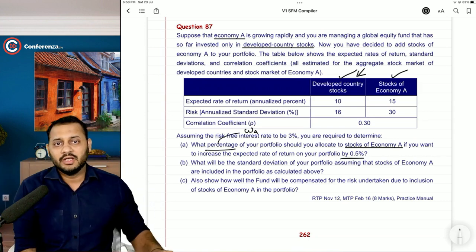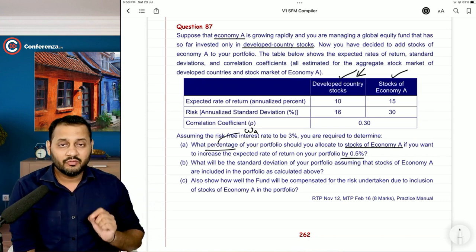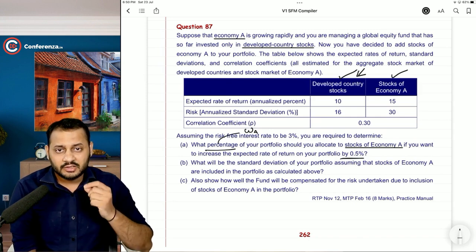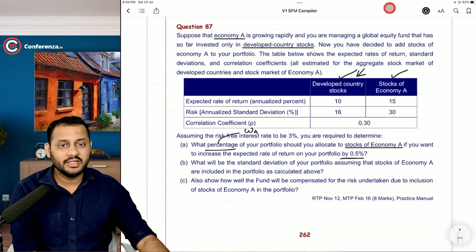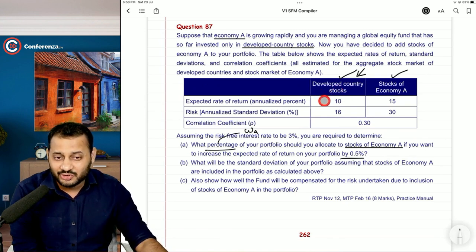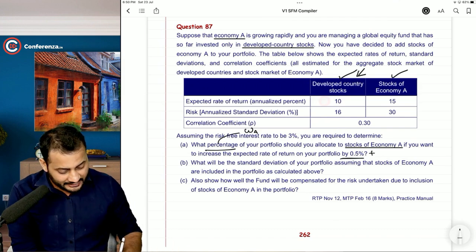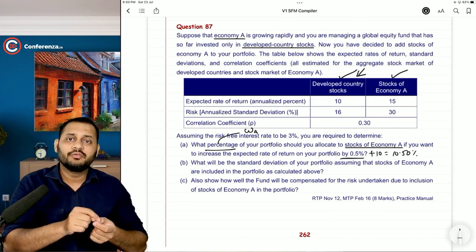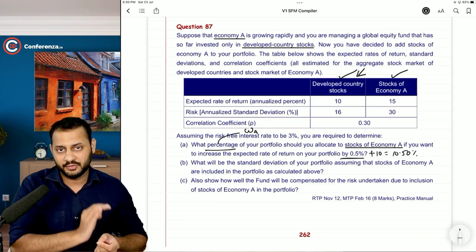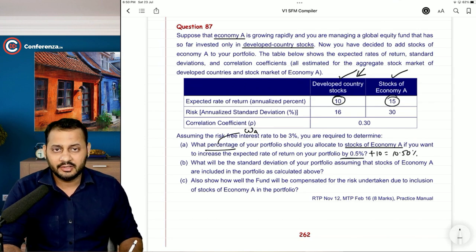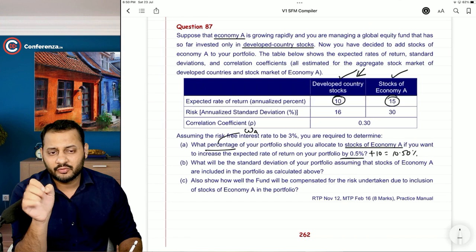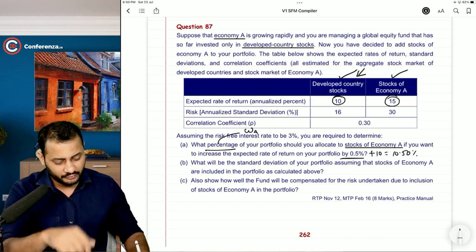Okay, so first of all, you will have to understand or find out what your current portfolio return is. The current portfolio return is the return where you have invested, and right now you have invested only in the developed country stocks. So the return will also be only of the developed country stocks, that is 10%, and you want to increase that rate to 10.5. That means the new portfolio return should be 10.5%, and you are including both the developed country stocks and economy A in your portfolio. The only thing that you have to find out is what is the weight of stocks of economy A in your portfolio, and that's very easy.